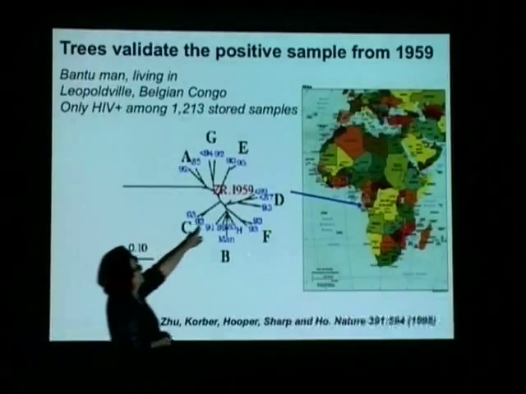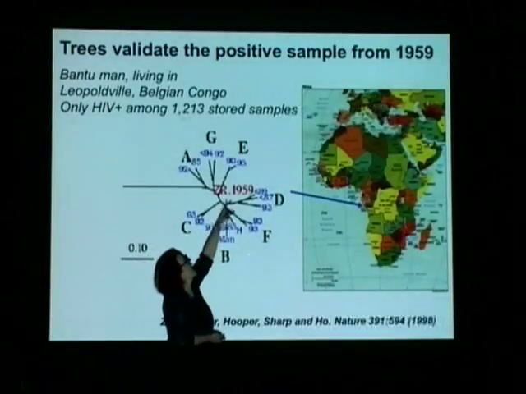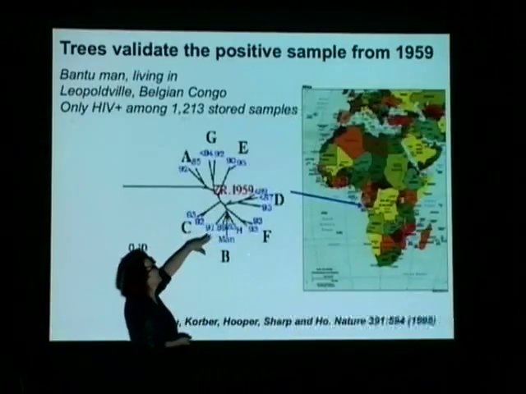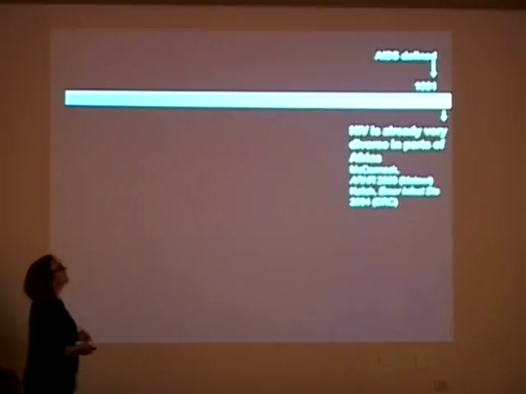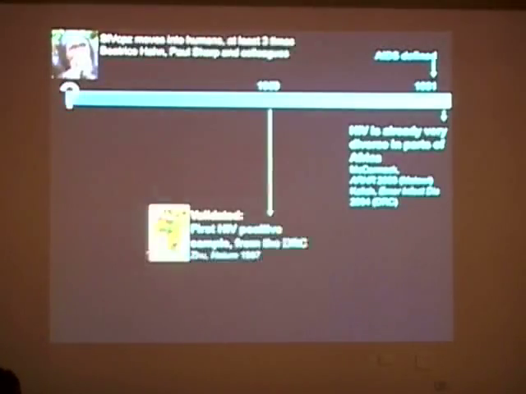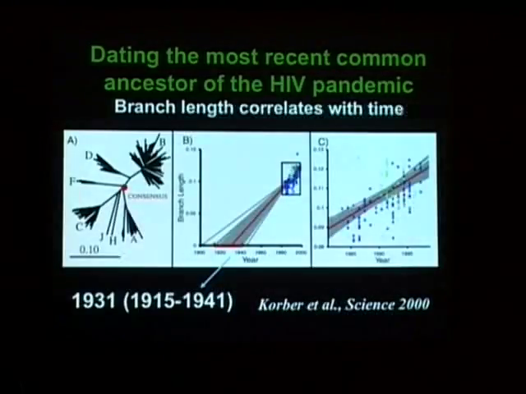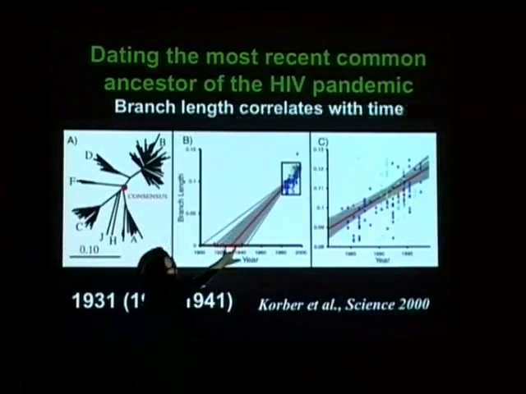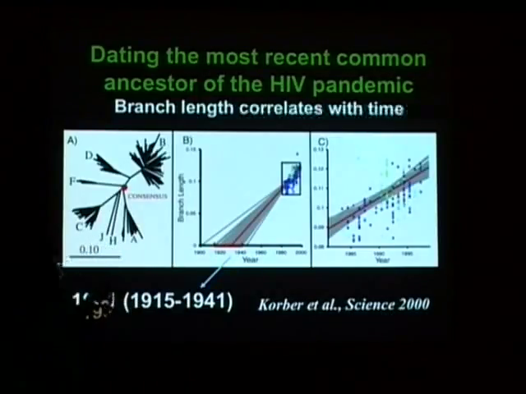Here's our little 1959 sequence, and it's closer to the center of the tree, so it's more like older sequences than any of these modern ones. So we knew it was old. Now we can start filling this question mark in. We not only know that there's a first positive sample, but we're able to take all the contemporary samples and work backwards to figure out when this virus was first introduced, or when that most recent common ancestor began to expand in man.